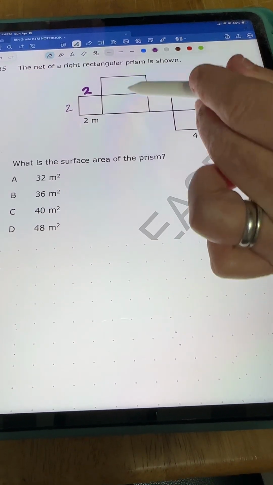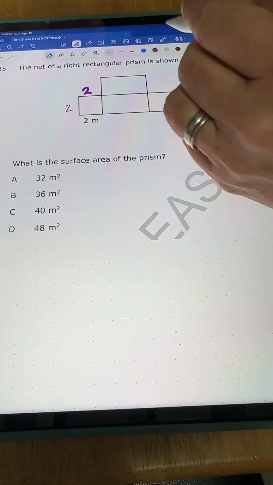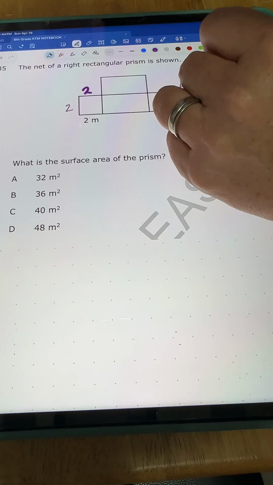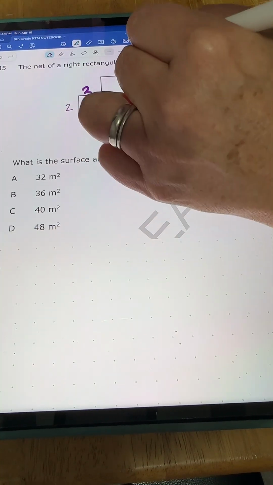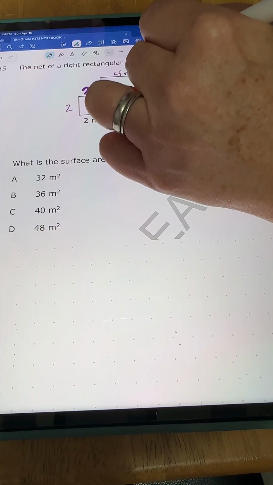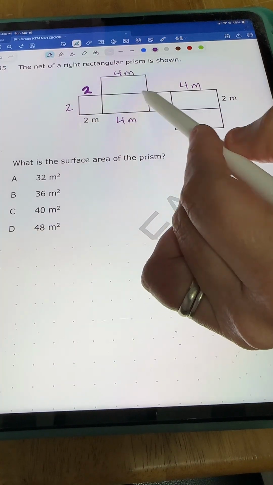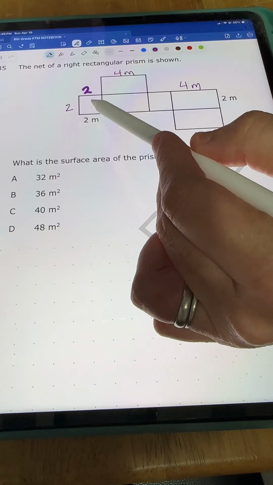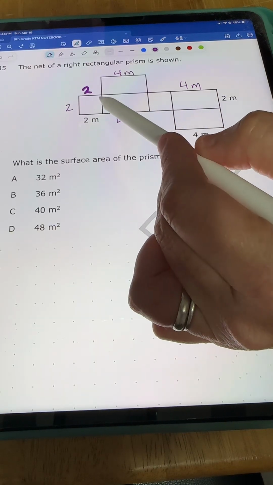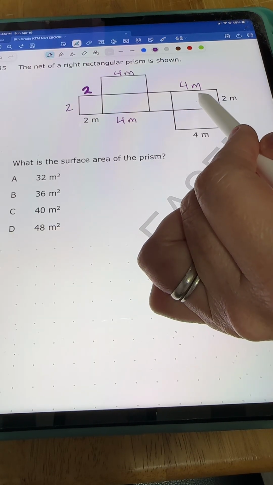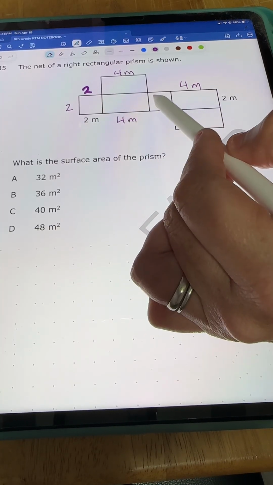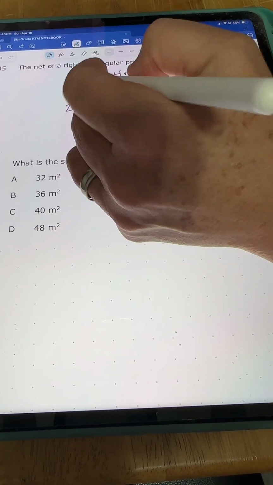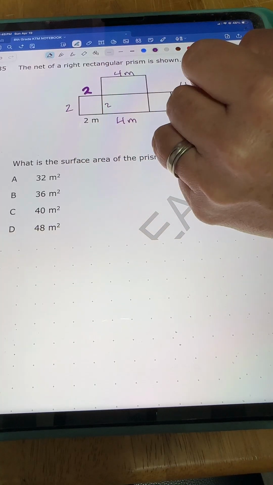Remember we talked about these sides all being the same. So this is 4 meters, and this is 4 meters, and this is 4 meters. Even though these are sides and fronts and backs, they're all the same height, for lack of a better word, the same distance from here to here. So we know that all these lines right here are going to be 2.